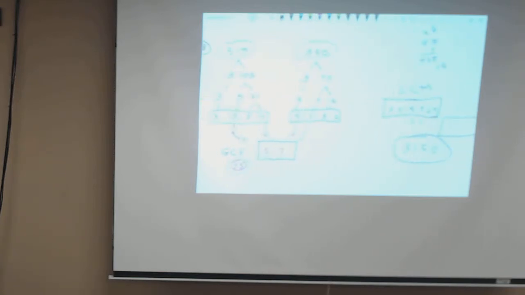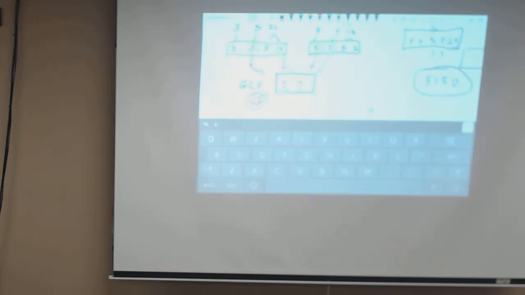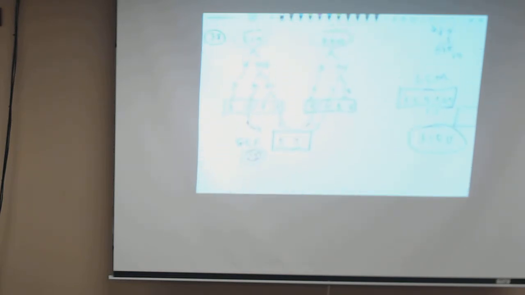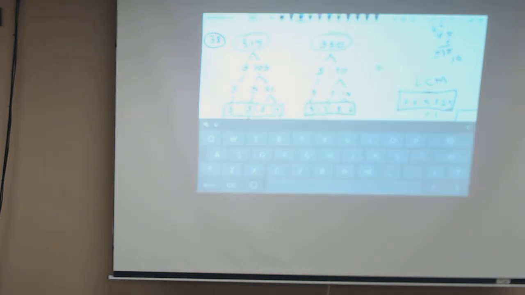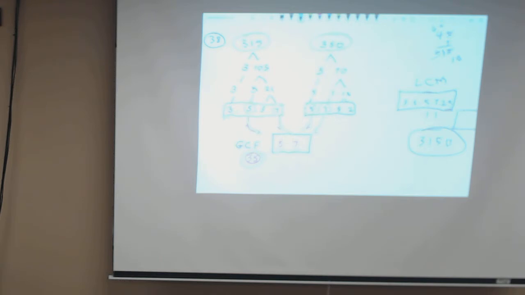Well, for the least common multiple, let's change to blue since we're working with these numbers. It has to have a 3 in it, has to have a 5 in it, has to have another 3 in it, and it has to have a 7 in it. So I've got the 5. You see that? I've got a 5 in there. I've got a 7 in there. I need another 5. And I need a 2.